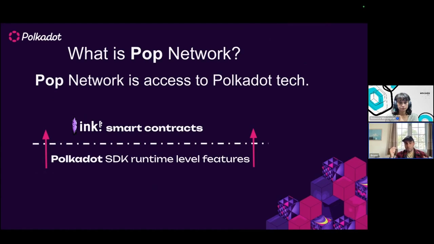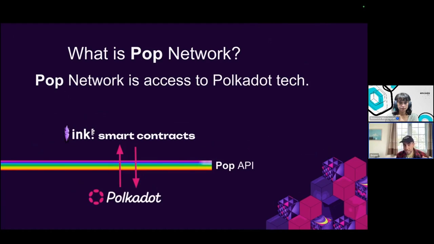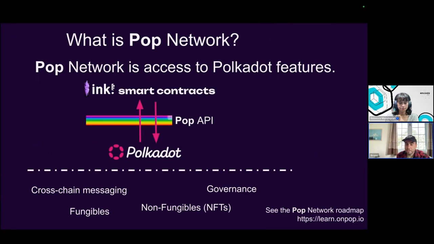So what we're building with POP network is the ability to take these runtime level features that were previously only available to the blockchain level, to the parachains, and we're hoisting these features up to the smart contract level. So as a smart contract developer, you'll be able to tap into these powerful Polkadot SDK runtime level features from the smart contract level. And how we're doing that is we're building this API within POP network. It's called POP API. And feature by feature, we're rolling out different features that are accessible from the smart contract level.